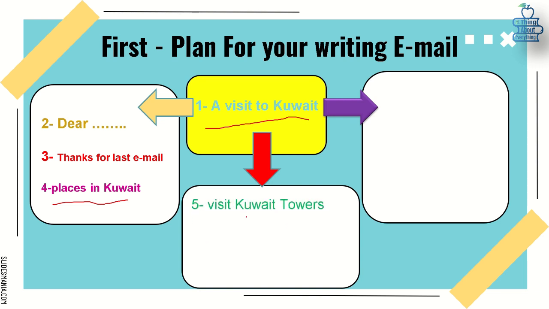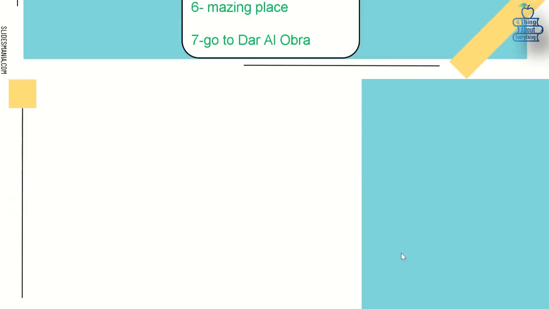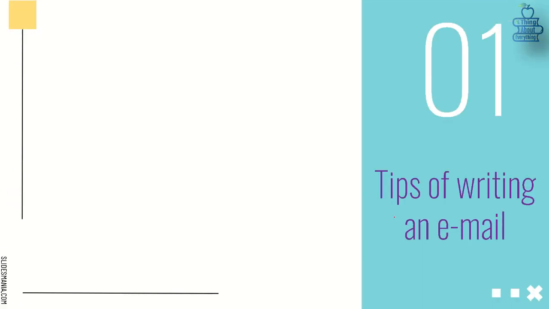Okay, after that you can talk about the details of your email, like visit Kuwait Towers. You don't have to write a complete sentence in your plan. You can just write phrases or words that express the ideas. You shouldn't be careful about punctuation marks like full stops and capital letters, because this is just a plan. Okay, after that you finish your email with My best wishes, or the phrases that I showed you before. Okay, here we have the first step to write an email.